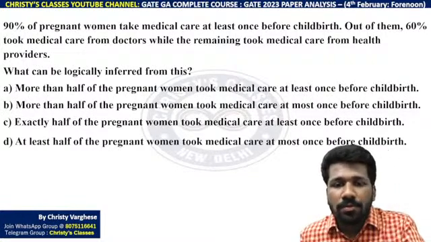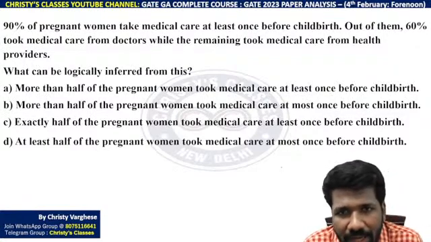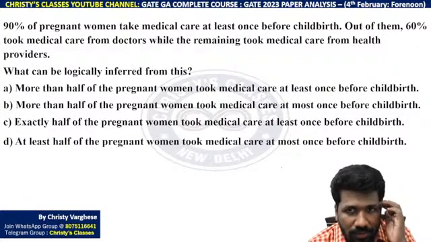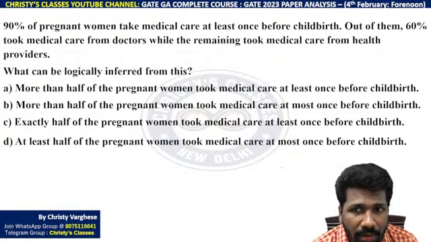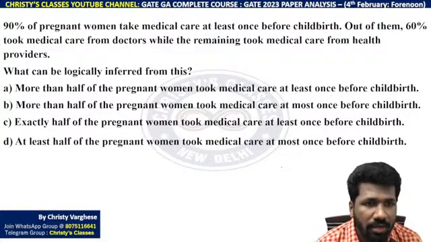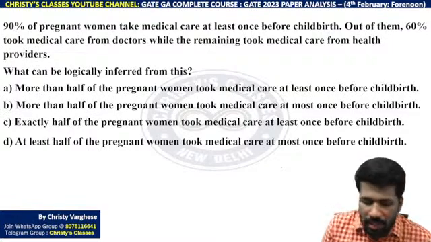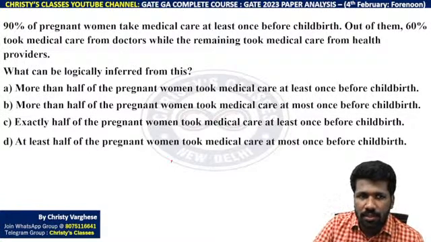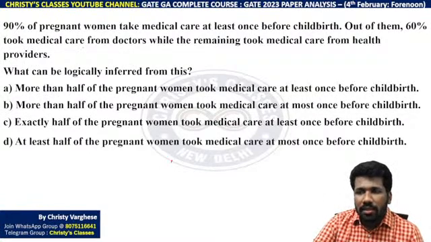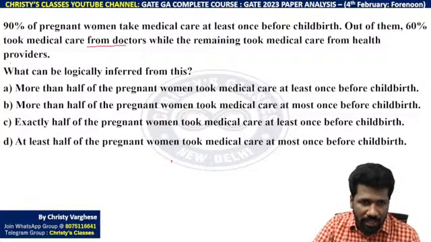I'll explain. So simple question only. 90% of pregnant women take medical care at least once before childbirth. That means more than half of them, more than 50%, it is 90%. Now out of them 60% took medical care from doctors.